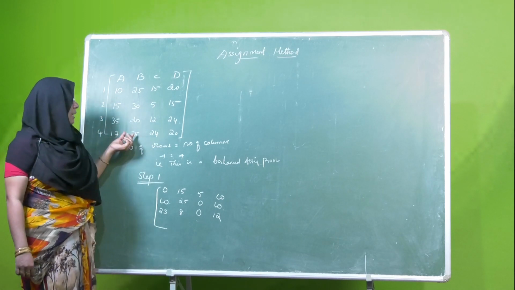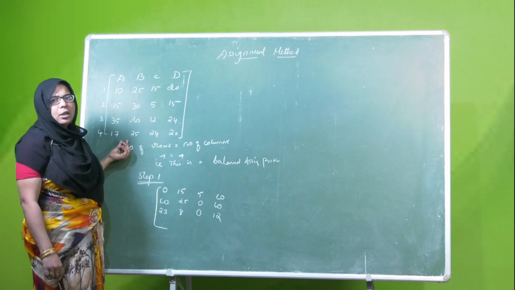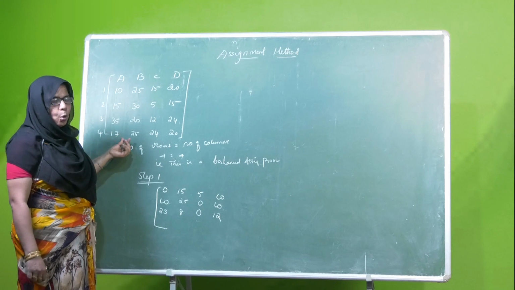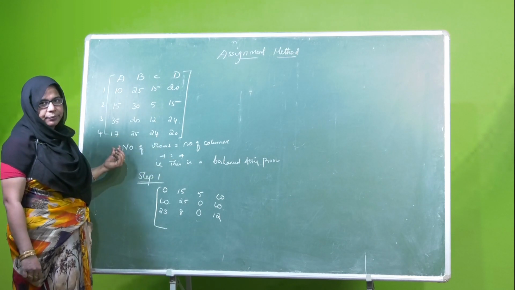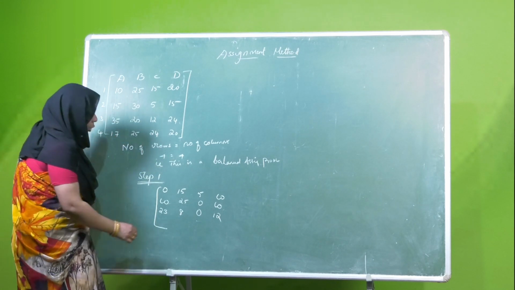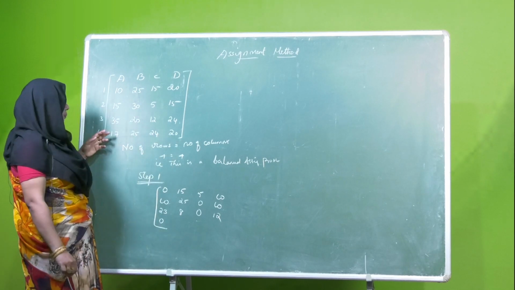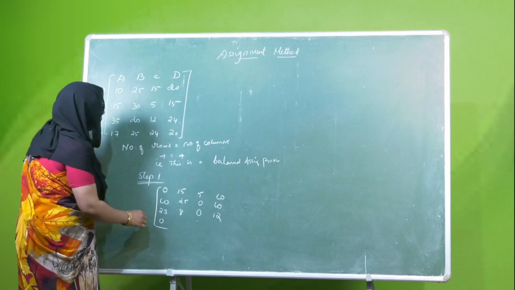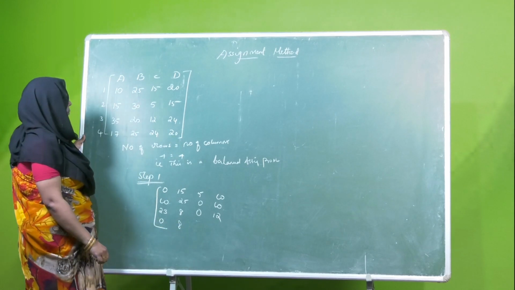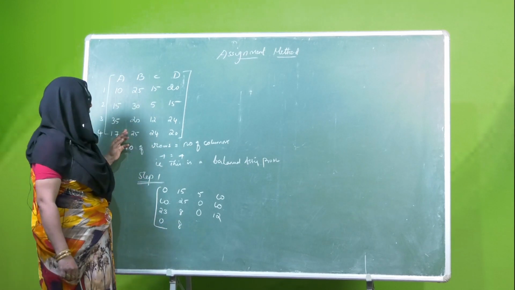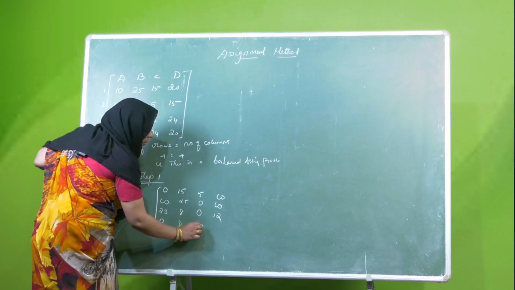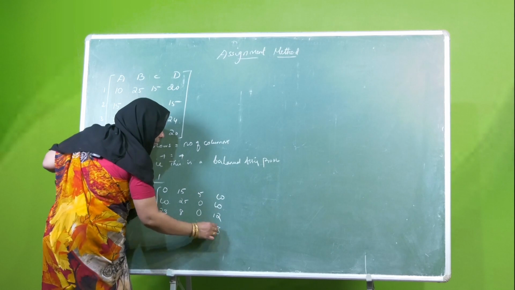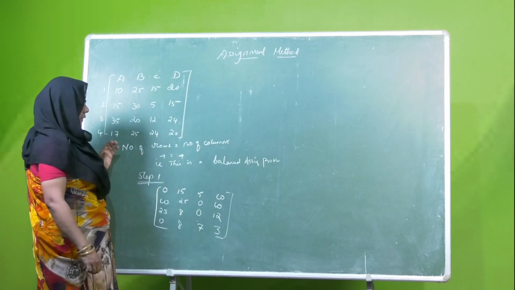What is the minimum element in the fourth row? 17 is the minimum element in the fourth row. So, we subtract 17 from all the elements, including itself. So, we are getting 0, 25 minus 17, 8, 24 minus 17, 7, 20 minus 17, 3. This is step 1.